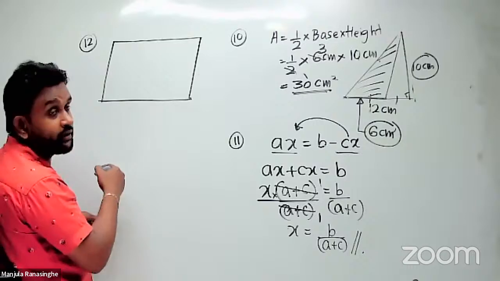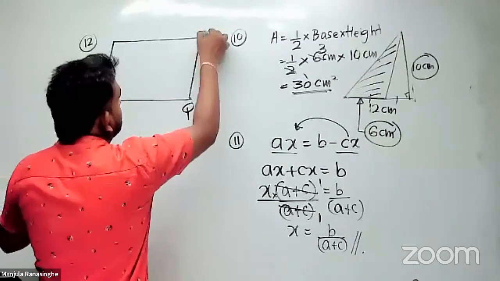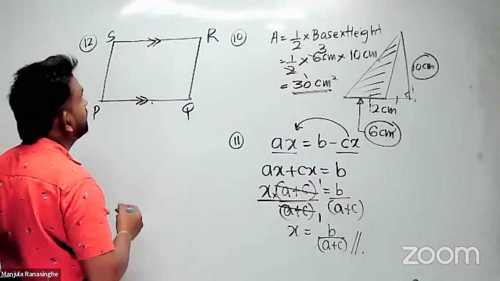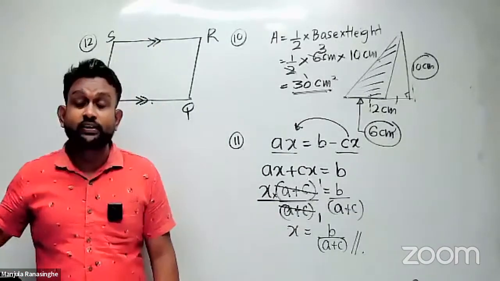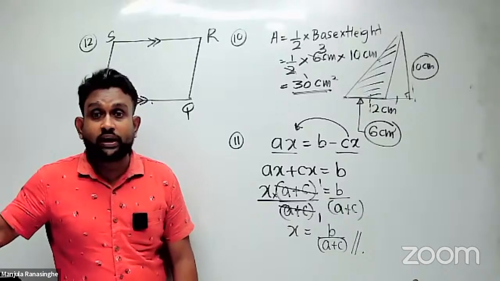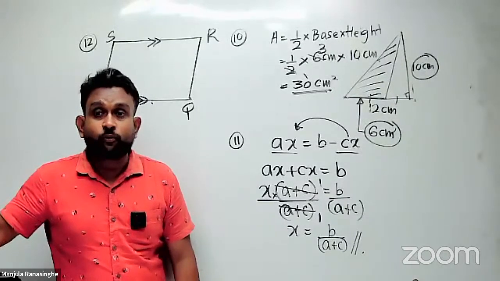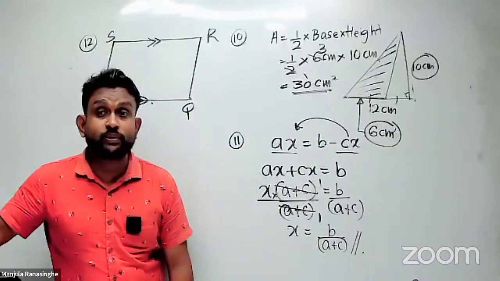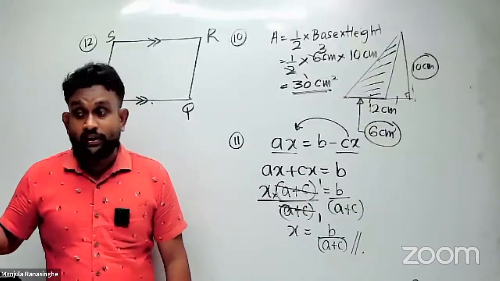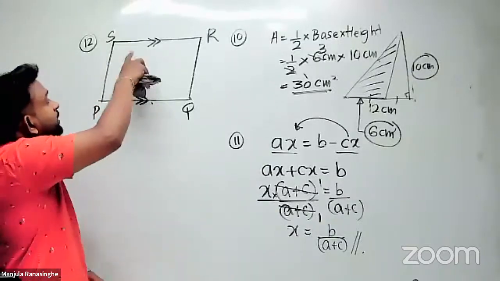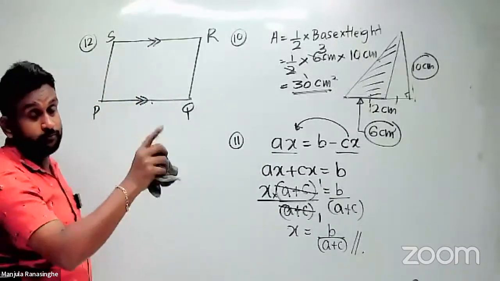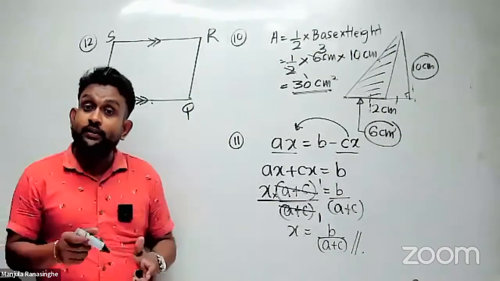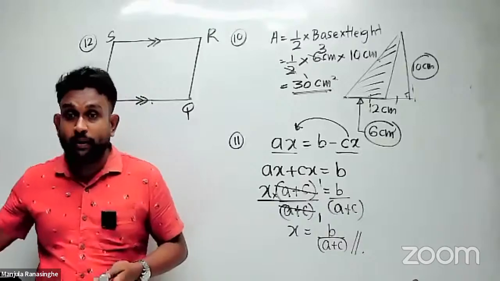So here PQRS, and here the two opposite sides are parallel, given. To become a parallelogram, they are asking what is the right condition needed for a quadrilateral to become a parallelogram. So what is the requirement here? One pair of sides is parallel. Then a student can write that the other pair also is parallel.